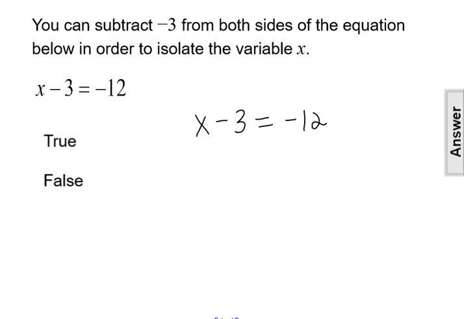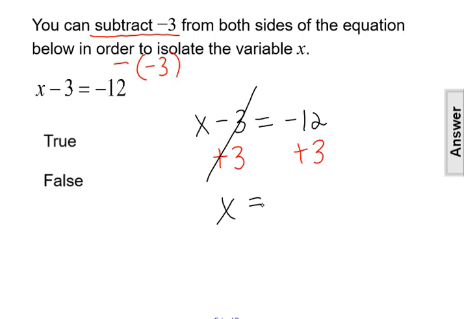We have to think, if we're going to be subtracting -3 from both sides, let's take a look at what that would look like. Subtracting a -3, well, subtracting a negative is actually adding 3. It's almost subtracting a -3 is the same thing as saying adding 3 to both sides. When you subtract a negative, it turns to addition, which is then the inverse of subtraction, and that would isolate the variable on the left side of the equation.